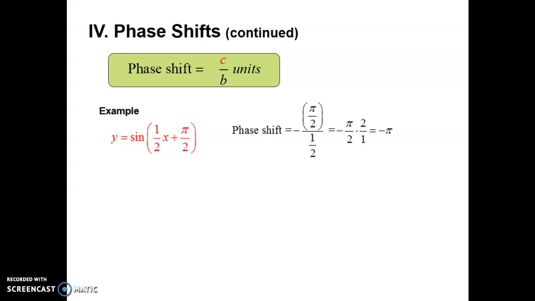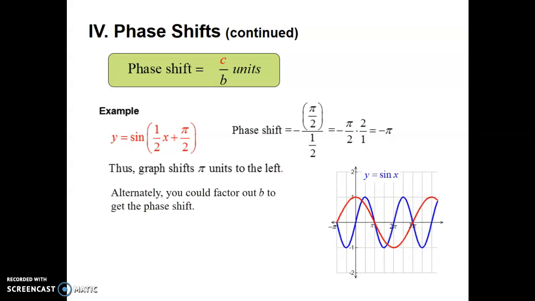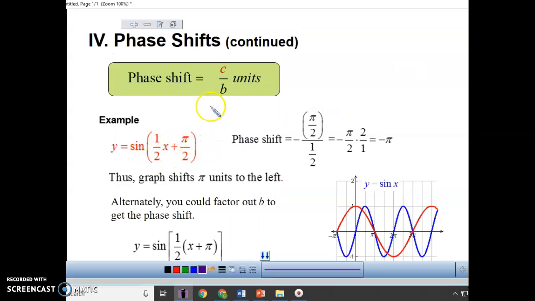Having a phase shift of negative pi means the graph is going to move left by pi units. Now, you could also factor that 1/2 out and find the phase shift that way instead. So what we could do is take 1/2 out, taking a 1/2 both from the 1/2 x and from the pi over 2. So when you divide pi over 2 by 1/2, that's going to give you pi. Or you can think of it as 1/2 times what gives me pi over 2? Well, that answer would be pi.